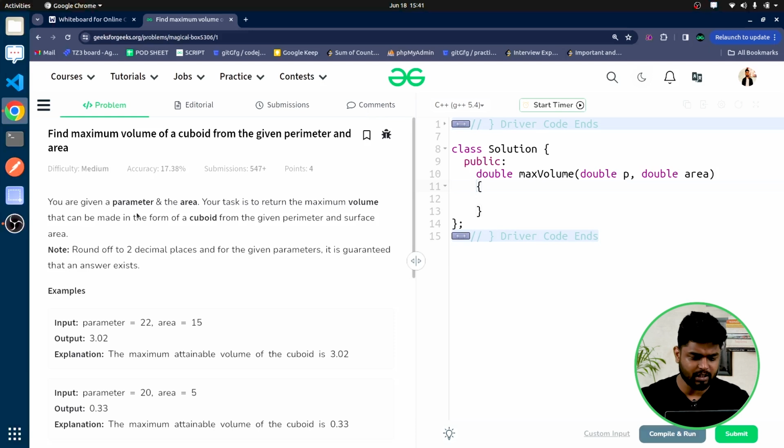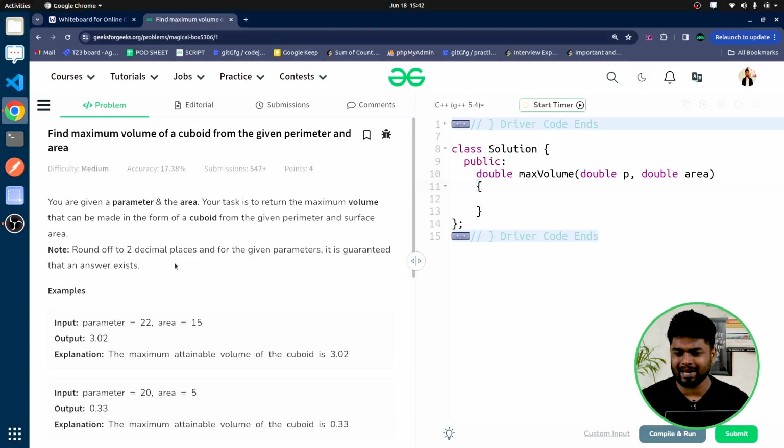Hi everyone, in this video we will discuss the problem: find the maximum volume of a cuboid from the given perimeter and area. So basically the problem says that you will be given the perimeter and the area of a cuboid, and you have to tell what is the maximum volume of the cuboid that you can generate. Finally, you have to print the maximum volume up to 2 decimal places.